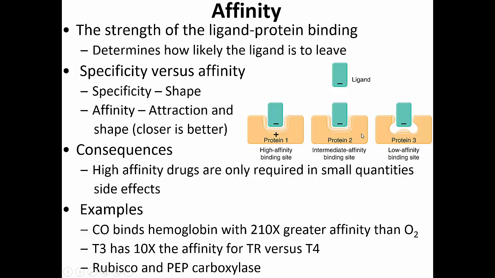In the case of protein 2, we have an identical shape, but we lose the charge. And so this is an intermediate affinity binding site as a result of the fact that it fits just fine, but because it doesn't have that charge, it's not as likely to hesitate there, to remain in that binding site for as long a period of time. In the case of protein 3, we see that we have neither the charge nor the complementary shape.